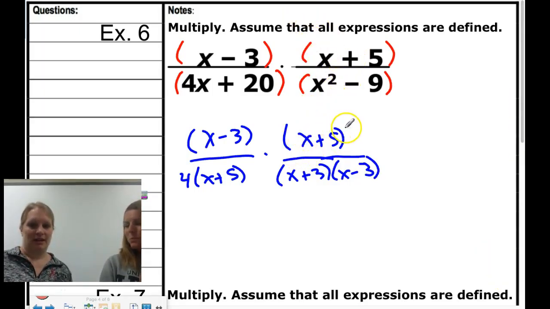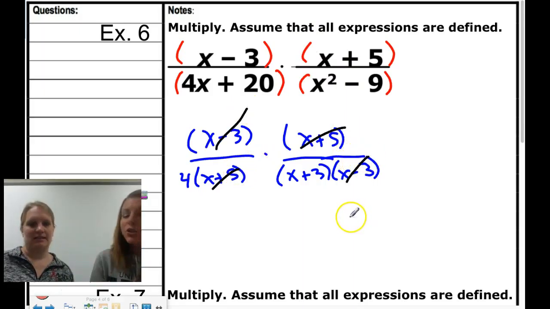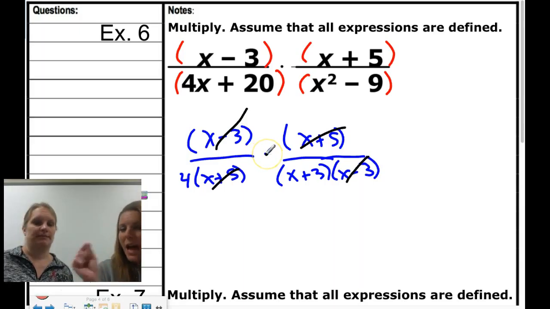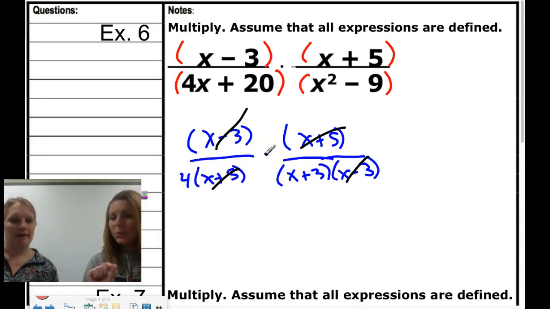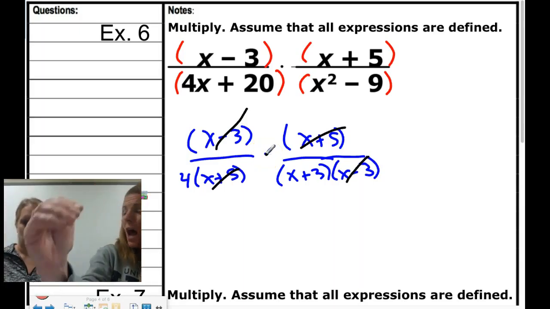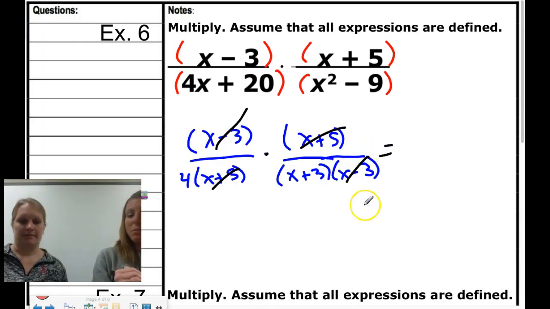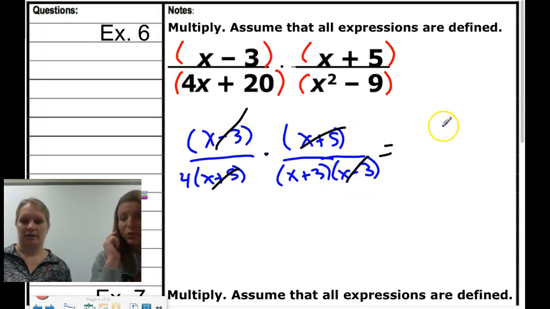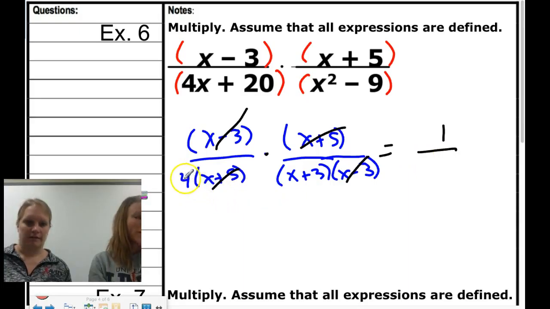Look at what we can do, Miss Boyd. This cancels with this, and this cancels with this, even though they're crisscrossed. It's okay, because we're multiplying. It's not a proportion. There's not an equal sign. So if there's something on top, it can cancel with something on the bottom. So that's all gone. So we're left with 1 over 4, and then in parentheses, times x plus 3.